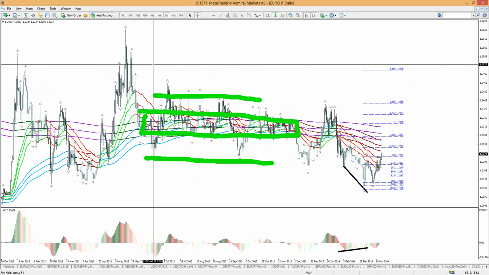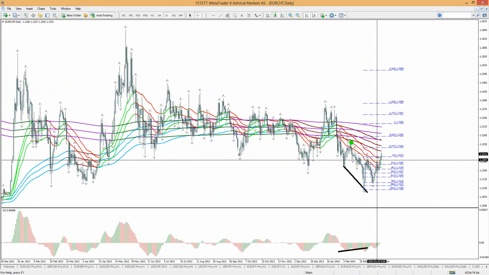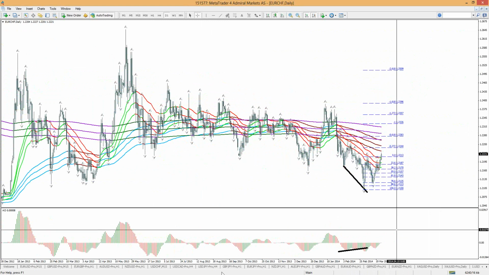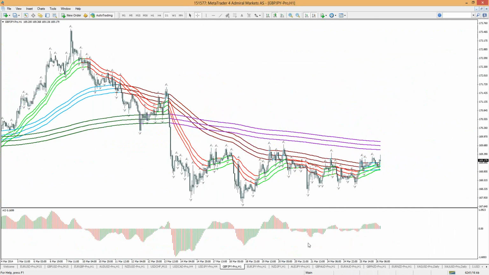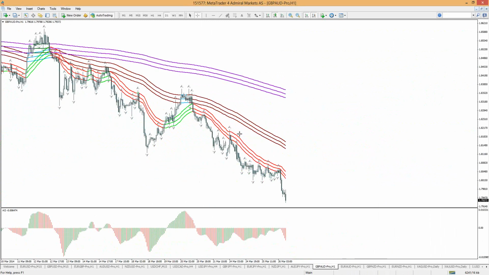Now, though, price is trying to move away from them and looks like it's hooking back to them, but it's still early in the game. The pound odd is a great example of a trend.